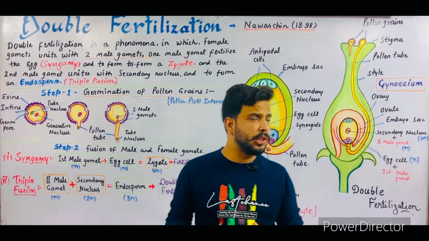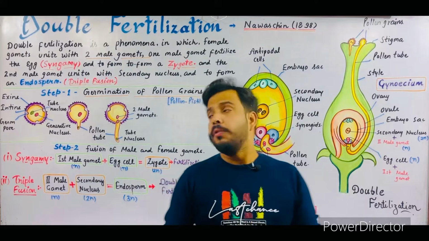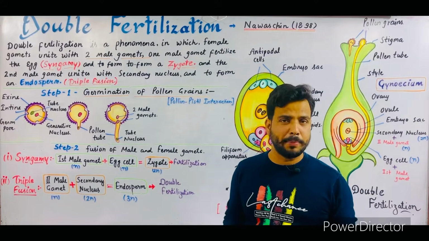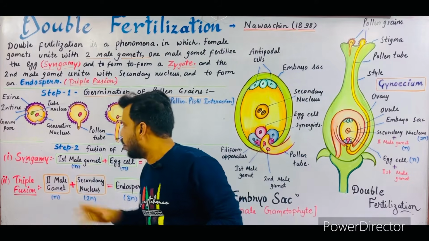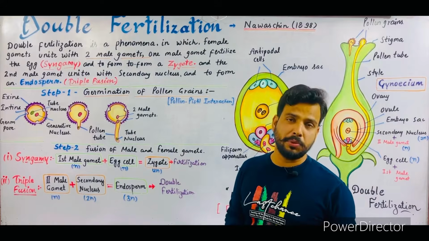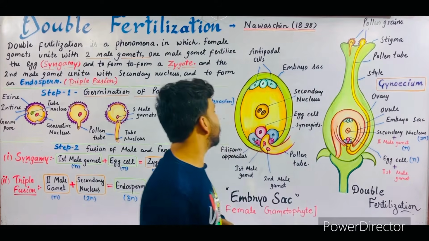Now, after the germination, when the pollen tube is formed, fusion of male and female gametes takes place. So at the time of fusion, what will happen? There are two steps of fusion. The first one is syngamy, while the second one is the triple fusion. During syngamy, what happens?